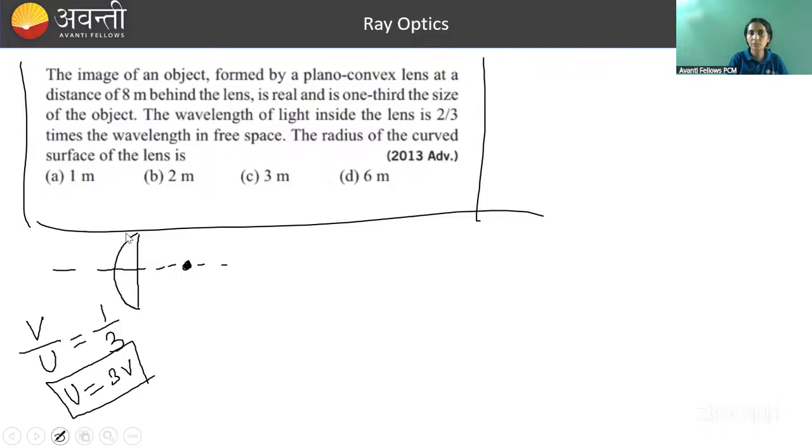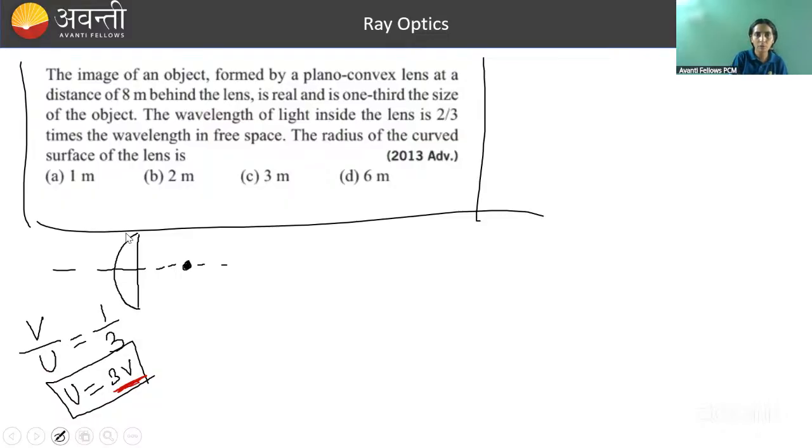The image of an object formed by a plano-convex lens at a distance of 8 meter behind the lens is real and is one third the size of the object. One third the size of the object means magnification is one third, and for a lens magnification is v by u. So I've written v by u equal to 1 by 3. From here we are getting u equal to 3v. Image distance is already given.